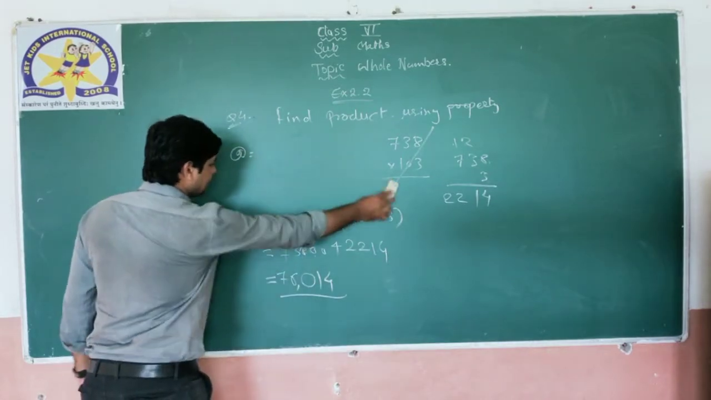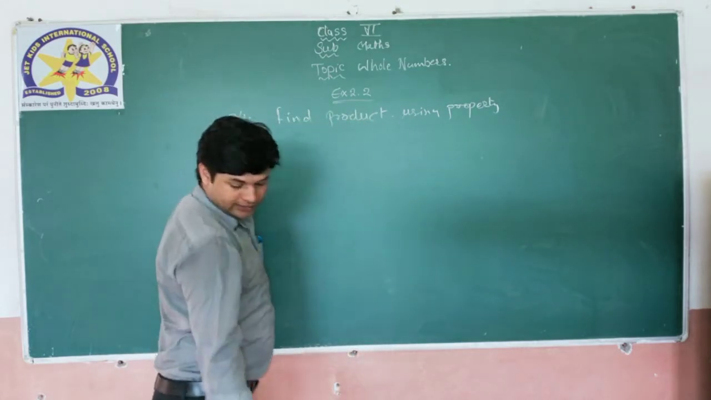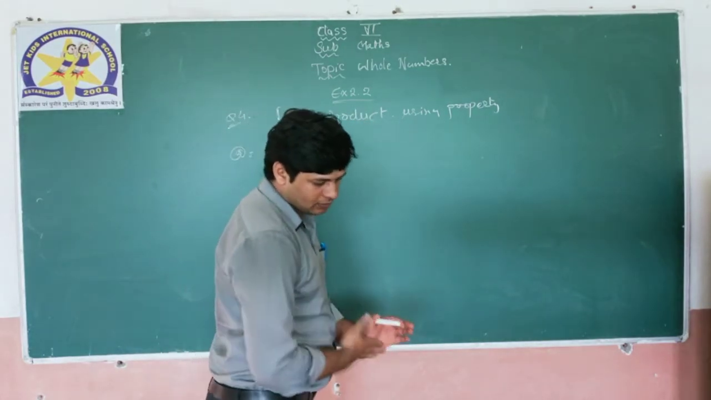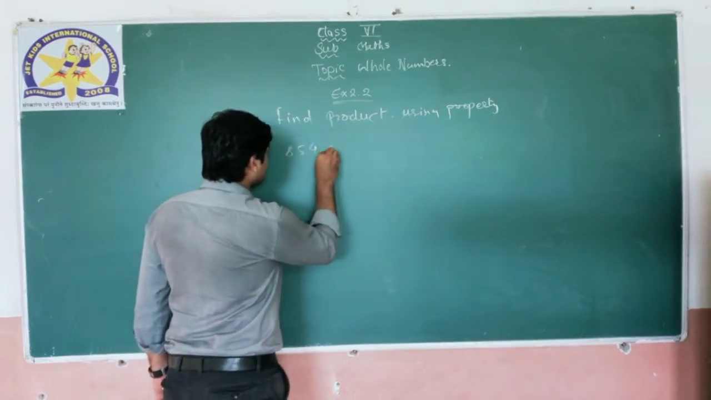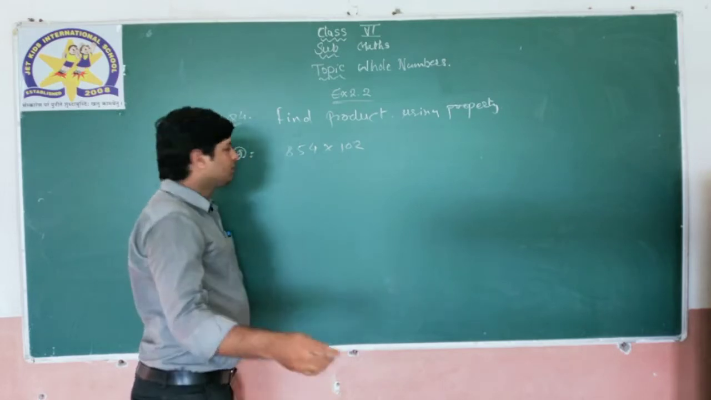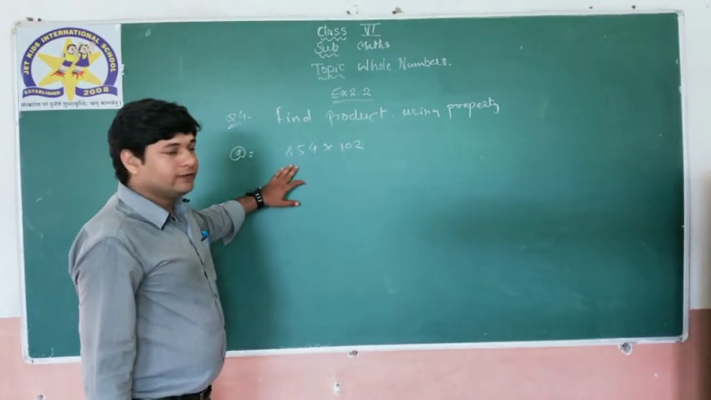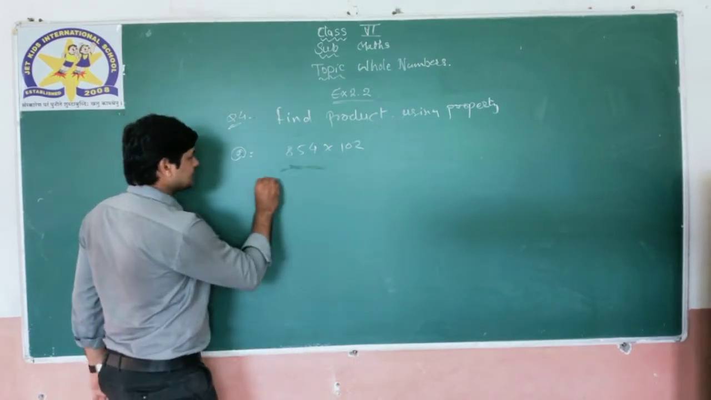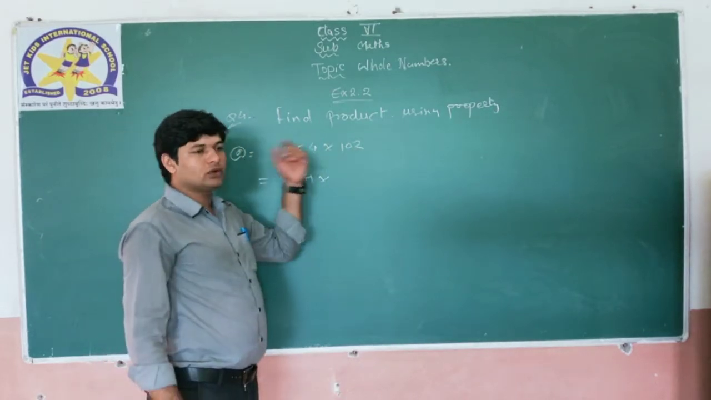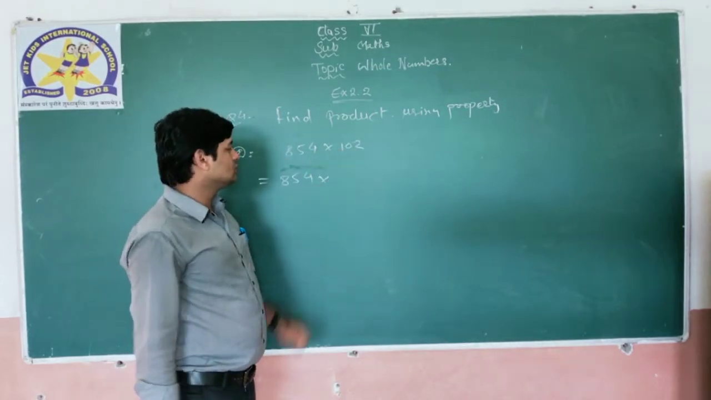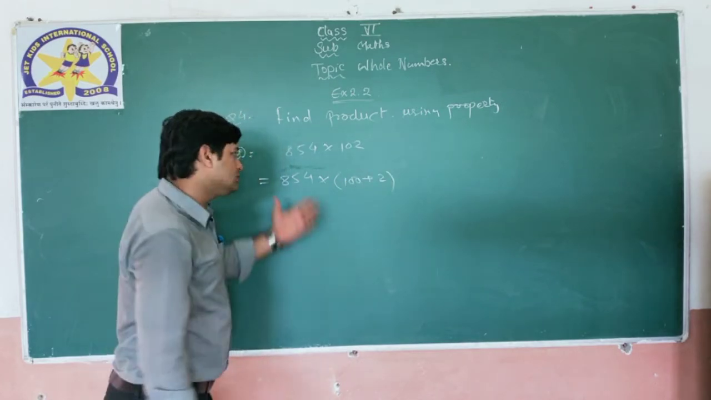Second question is 854 multiplied by 102. Just stop. Pause your video and solve it. Check this answer. It is also important which one you have to distribute, 854 or 102. You should distribute this one, because it will be easy to calculate.